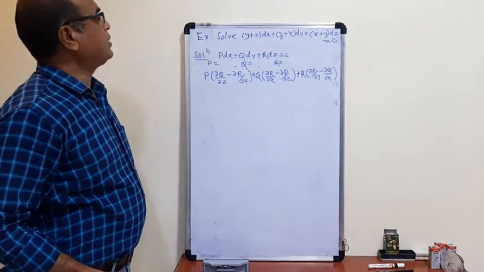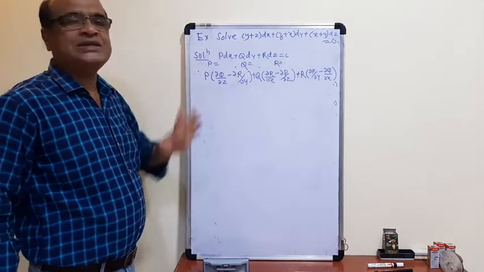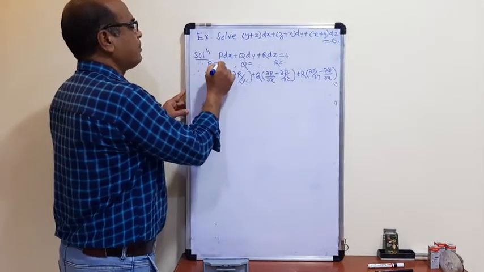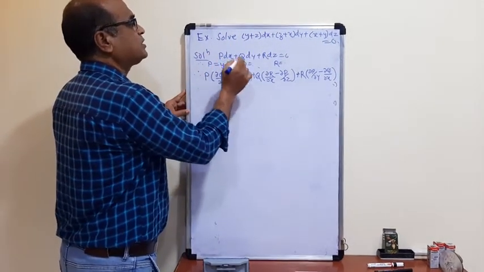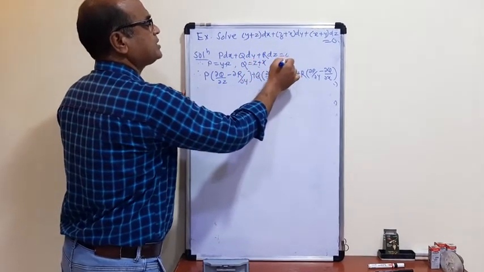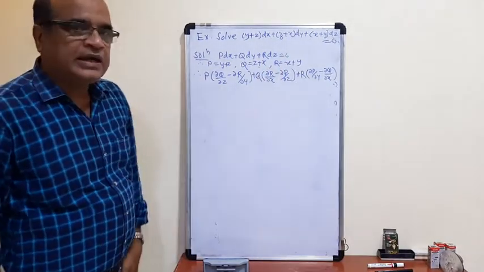Okay? So comparing this equation with the standard equation, P dx plus Q dy plus R dz is equal to 0, what is P? P is y plus z. What is Q? Q is z plus x. What is R? R is x plus y. Okay, now we test the integrability condition.